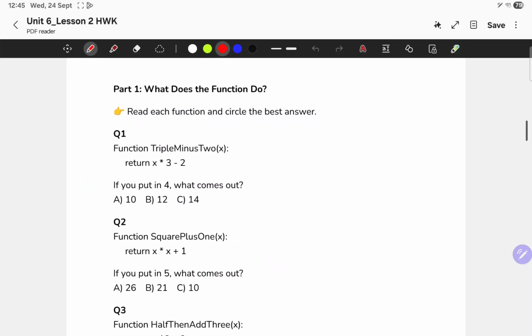The first function is return x multiplied by 3 minus 2. So if we put in 4, we're just going to use the formula. So we have 4 times 3, which is equal to 12. And then we're going to do 12 minus 2, which is equal to 10.